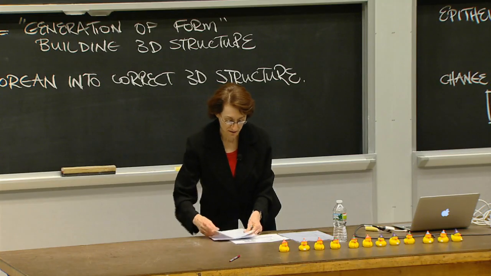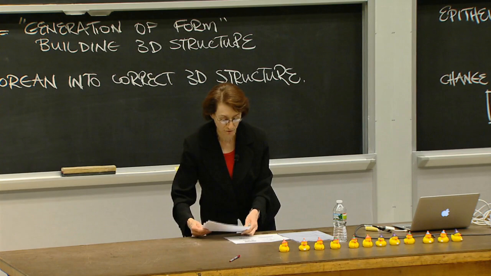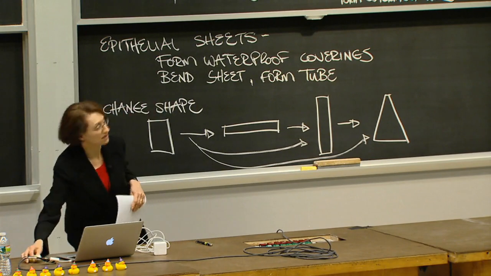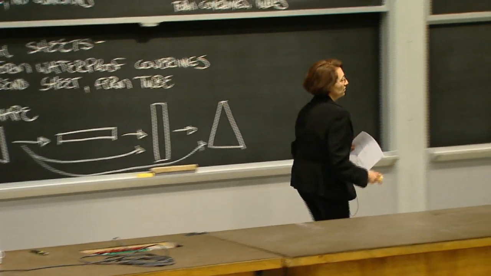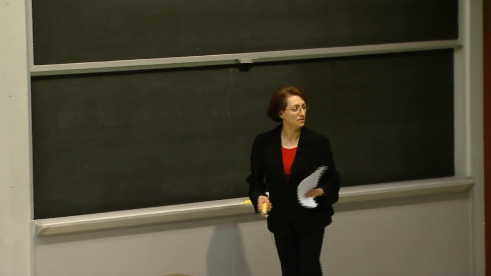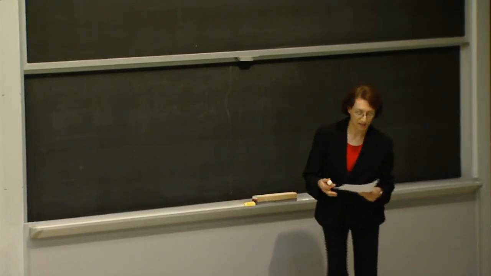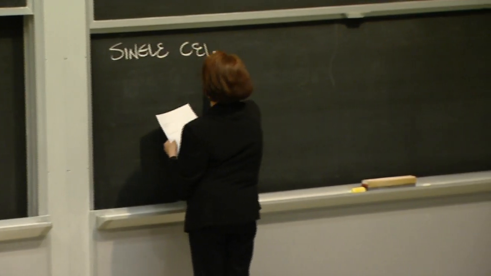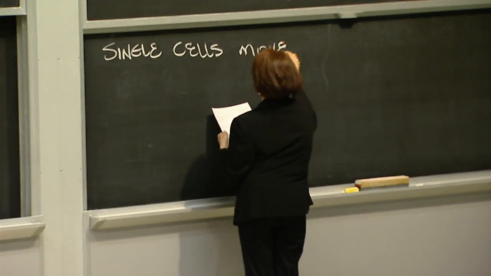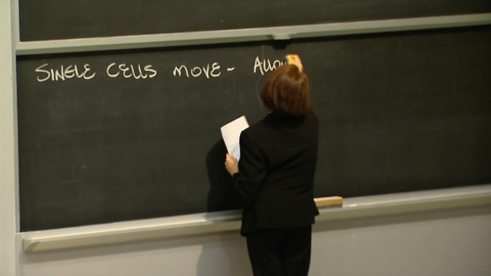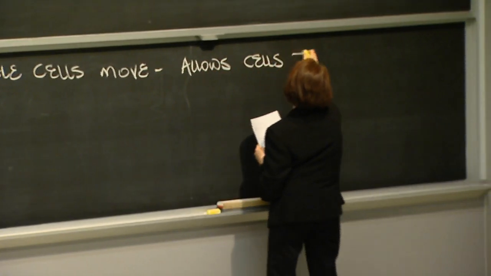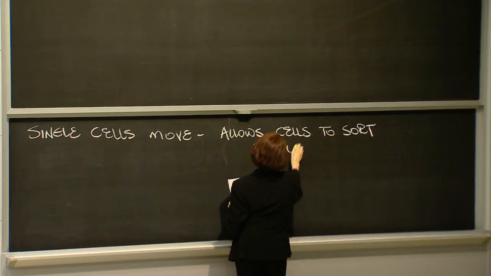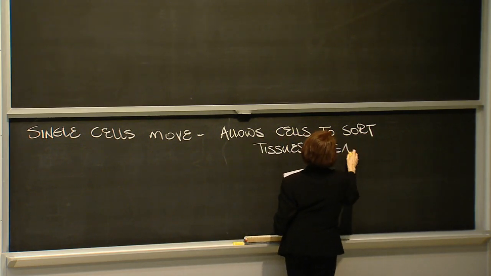What about single cells? Single cells move, and this allows things to sort out and cells to get to where they need to go. But we're also going to use this property to understand the molecular principles that underlie cell shape change and that you should know. Let's make a note that single cells move, and that this allows cells to sort and tissues and organs to form.